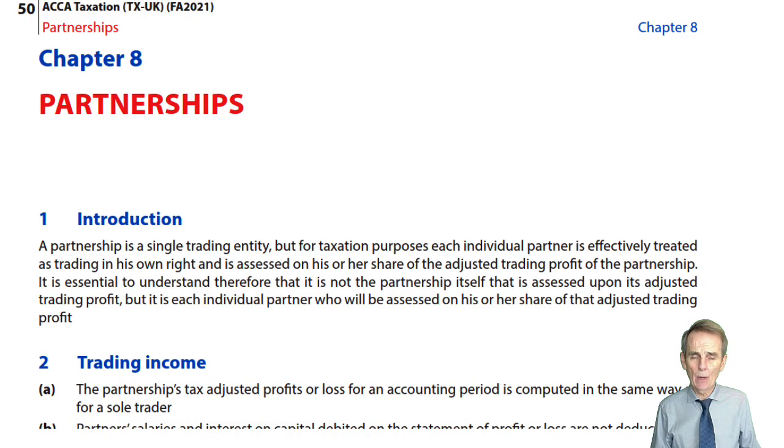Here in Chapter 8, where we deal with partnerships, I am very happy to say that the rules and the principles behind these rules have not changed. They haven't changed in a very long time, let alone from last year to this year. So once again, we'll be able to keep our recycling going and use the lectures from last year.